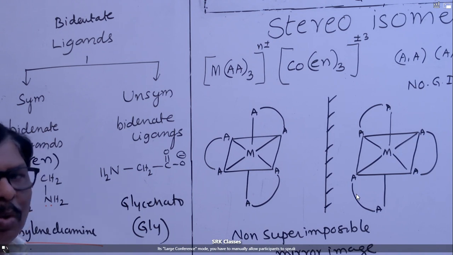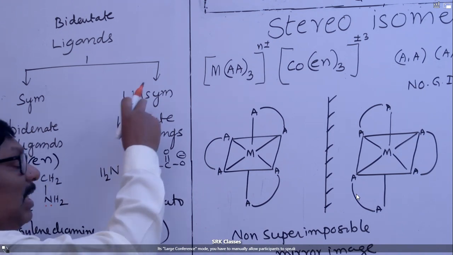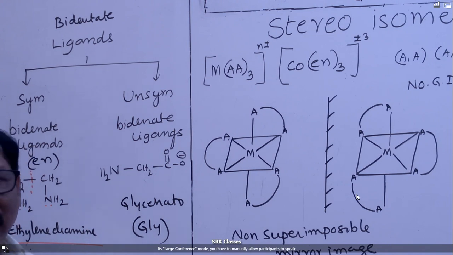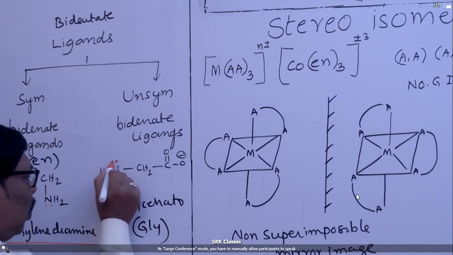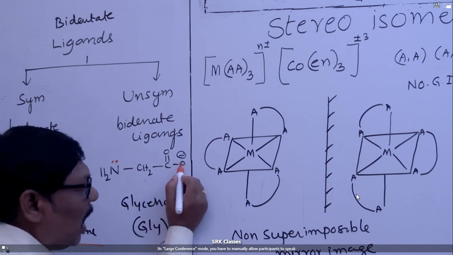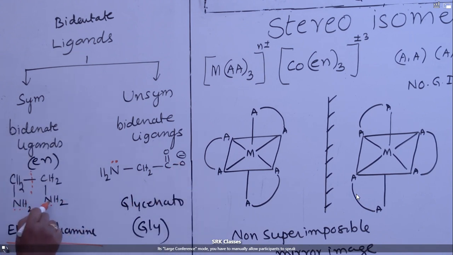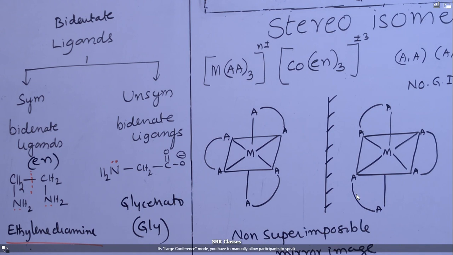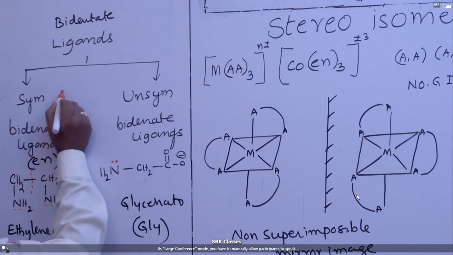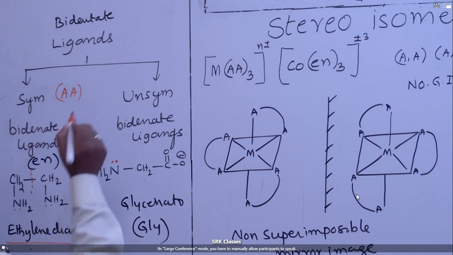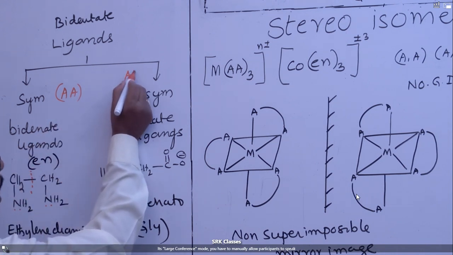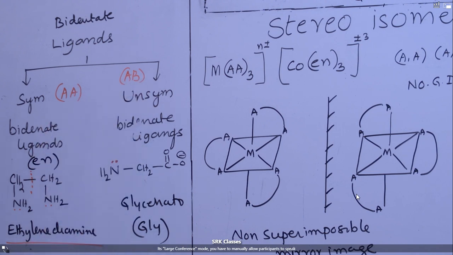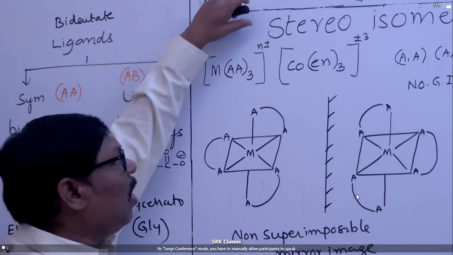Now look at the other side, unsymmetrical bidentate ligand. Bidentate means it donates 2 pairs of electrons, but unsymmetrical means the donor atoms are different. Nitrogen is the donor at one end, oxygen is the donor at the other end. In the previous case, both donor atoms are nitrogen, therefore it is symmetrical. Now the donor atoms are different, therefore it is unsymmetrical. Symmetrical bidentate ligands are abbreviated as AA, both donor atoms the same. Unsymmetrical ligands are represented as AB, donor atoms different.